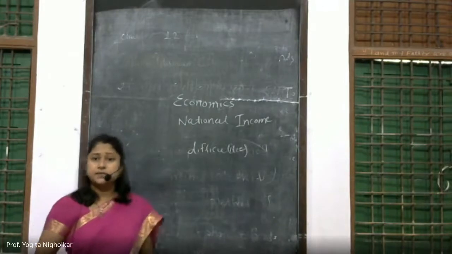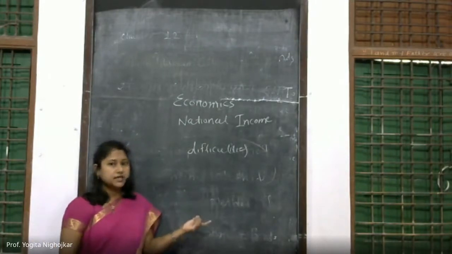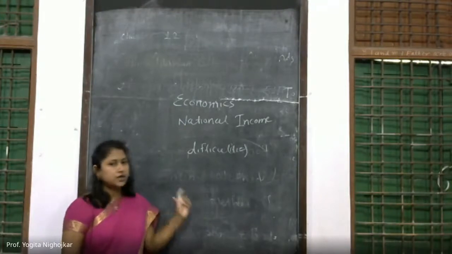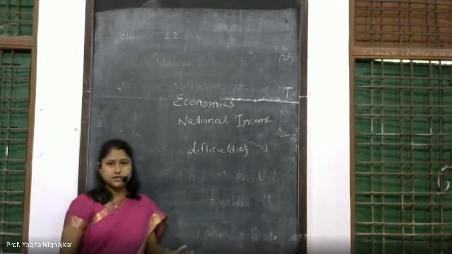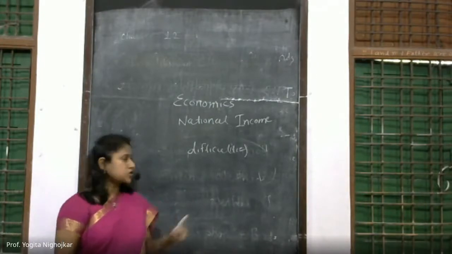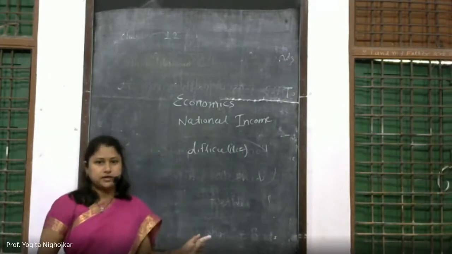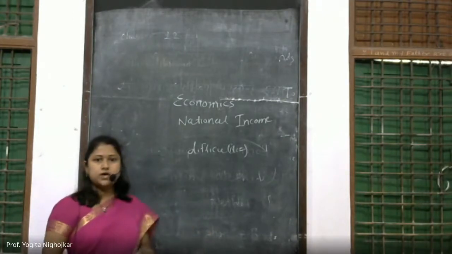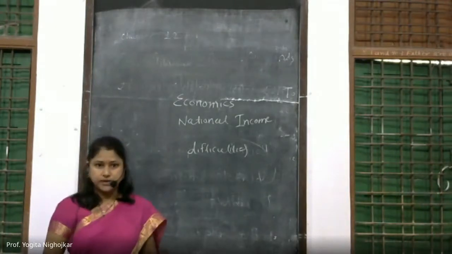Difficulties in the measurement of national income. The calculation of the national income of a country is a task full of difficulties and complexities. There are two parts of difficulties: the theoretical part and the practical part. Today we are going to learn the theoretical part, which is also called the conceptual part.